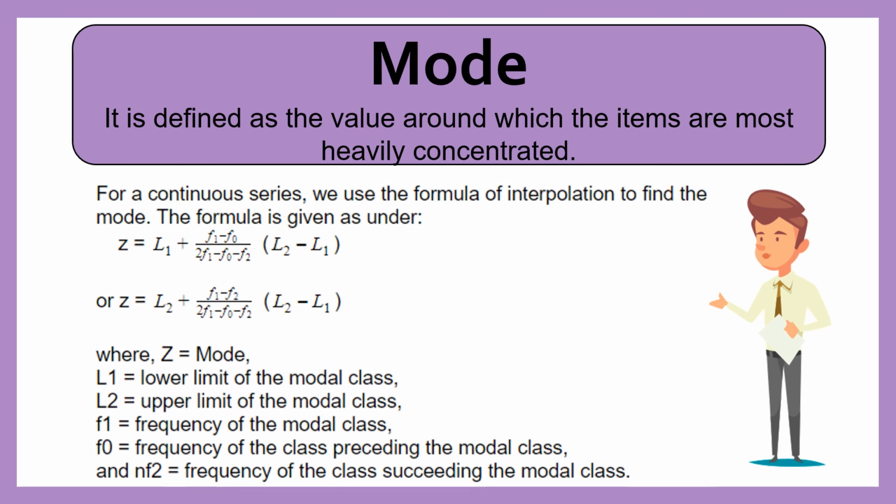For a continuous series, we use this interpolation formula to find the mode. The formula is given as: now, Z is the mode, L1 is the lower limit, L2 is the upper limit of the modal class, F1 is the frequency of the modal class, F0 is the frequency of the class preceding the modal class, and F2 is the frequency of the class succeeding the modal class.